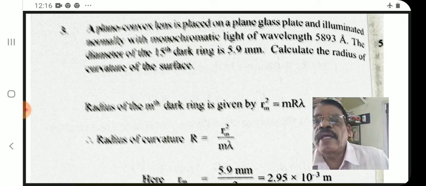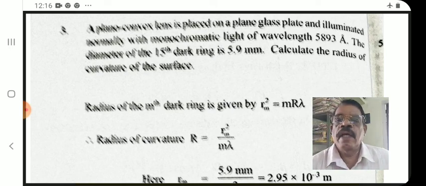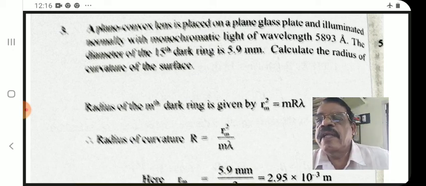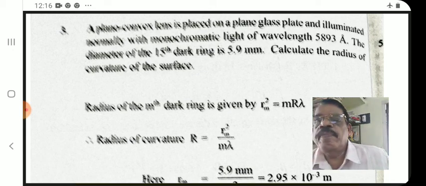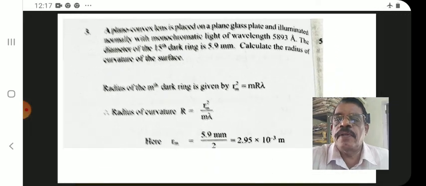A plano convex lens is placed on a plain glass plate and illuminated with monochromatic light of wavelength 5893 angstrom. The diameter of the 15th dark ring is 5.9 millimeter. Calculate the radius of curvature of the surface.